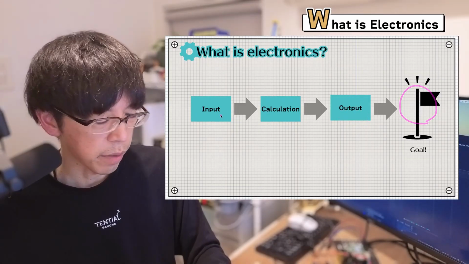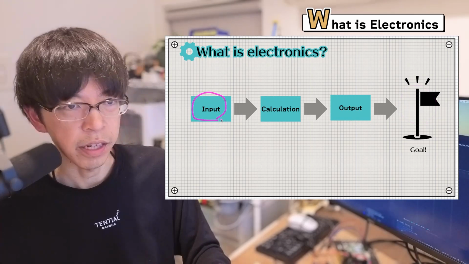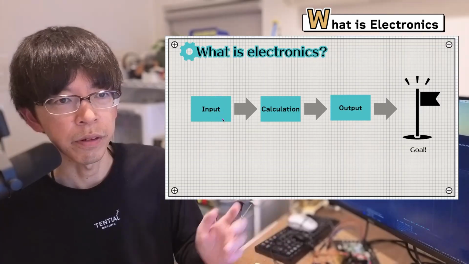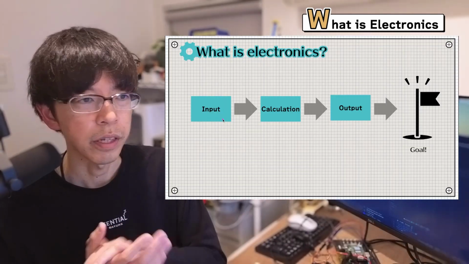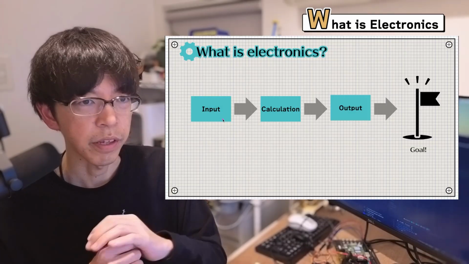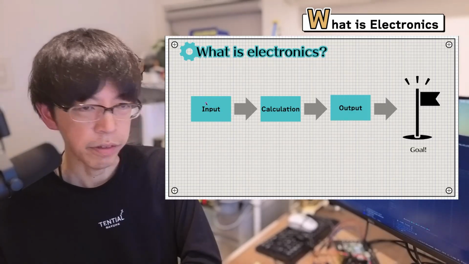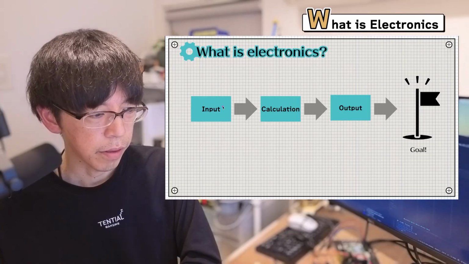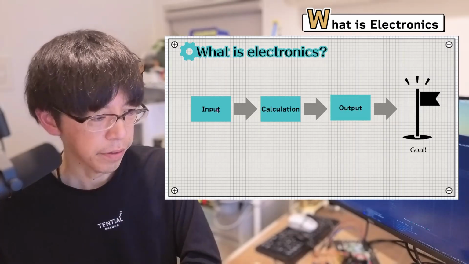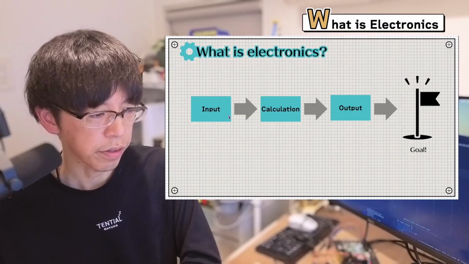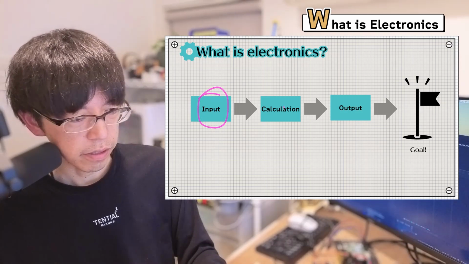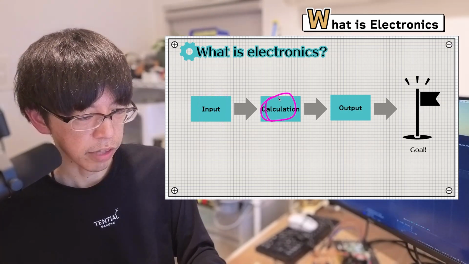In more detail, input is like a sensor, such as temperature or humidity or light sensor, and something like that. By using sensors, this detects our real world, our physical world. This is the first step, and then next step.